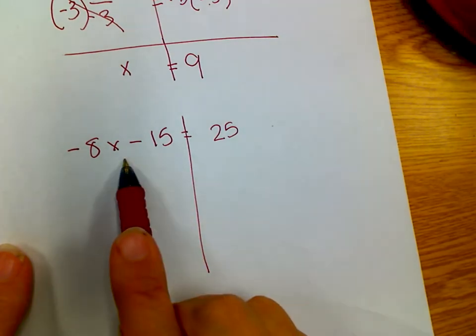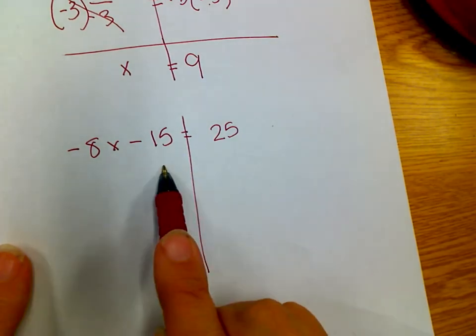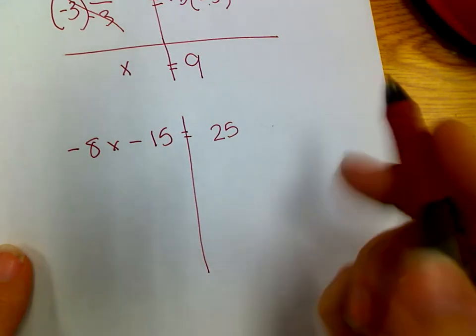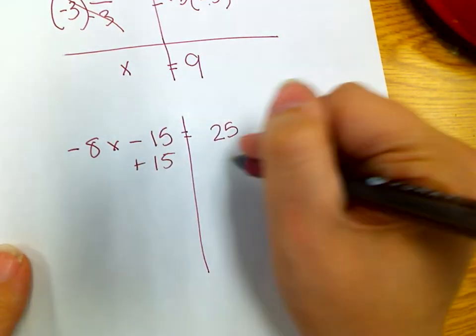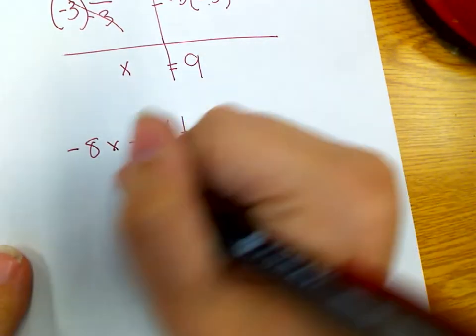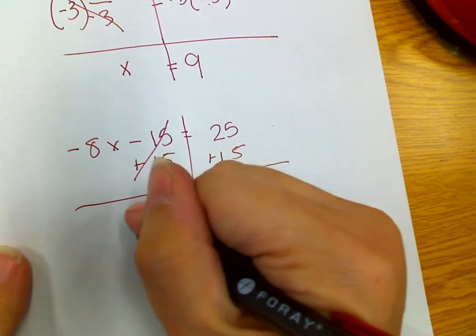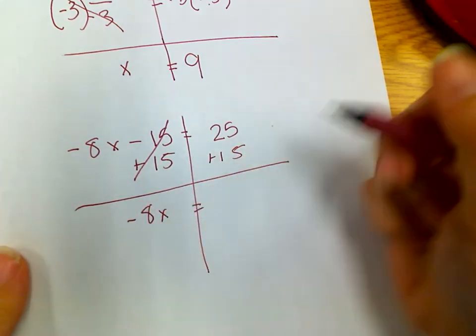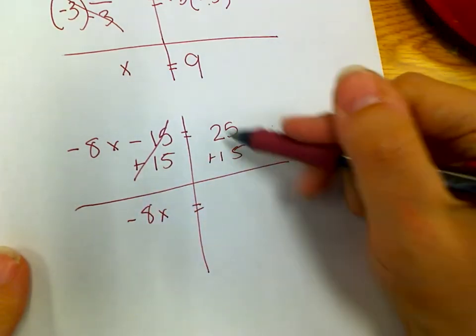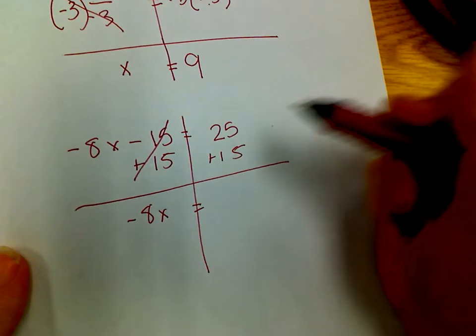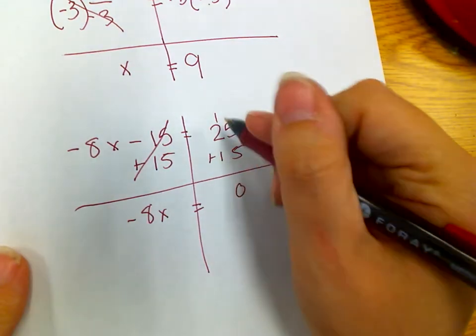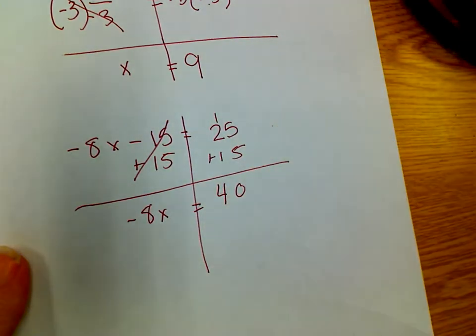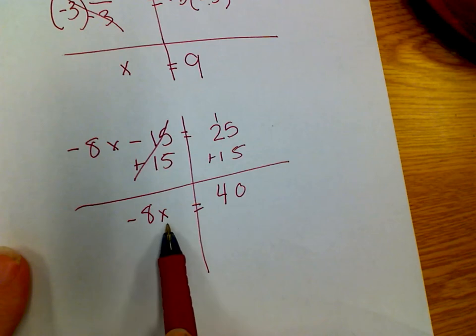I'm saying minus 15. The opposite of subtracting 15 would be adding 15. If I add 15, that cancels it out. So plus 15 plus 15. That cancels out. So I have negative 8x equals, I'm going to add this together because they're both positive, so I don't have to worry about the signs. And I get 40. So now I'm saying negative 8 times x equals 40.